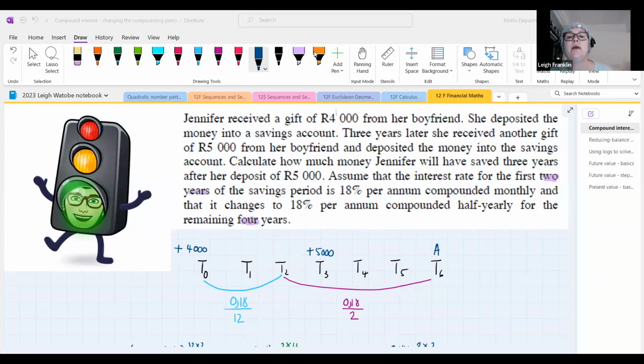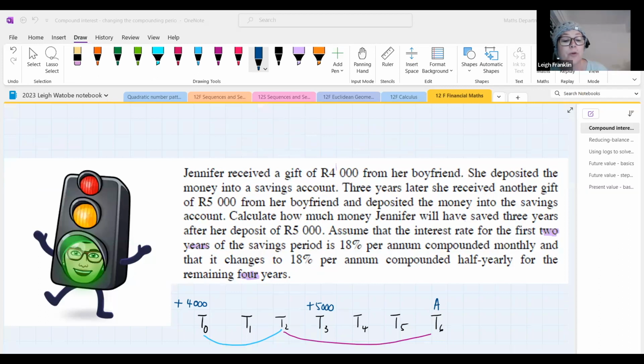Okay, Yamkela. Yeah, the timeline really helps, Lorraine. It doesn't. The timeline does not count for marks. You don't get any marks for it, unfortunately. But it really, really helps you to draw the timeline. So throughout financial maths, I'm going to be drawing timelines with you.